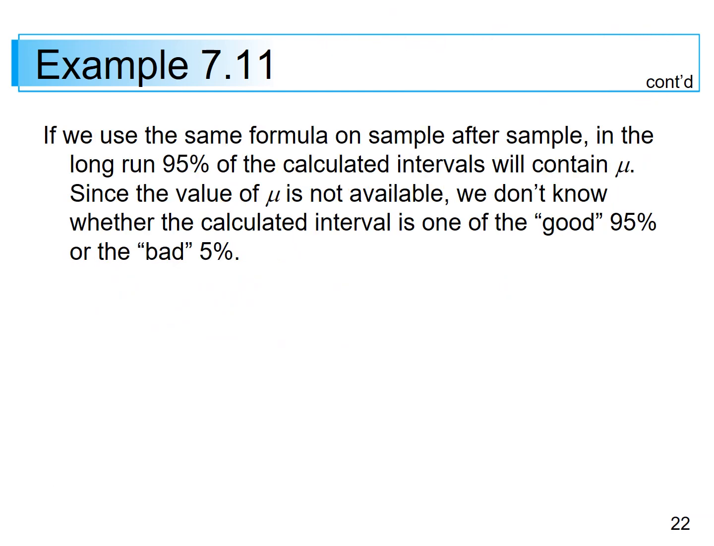We interpret the confidence interval as follows: if we use the same formula on sample after sample, in the long run, the actual value of the population mean will be found in 95% of the calculated confidence intervals. The interpretation is not for a particular confidence interval, but interpreted over the long run. And with that, we conclude our discussion of confidence intervals. Thank you for listening.